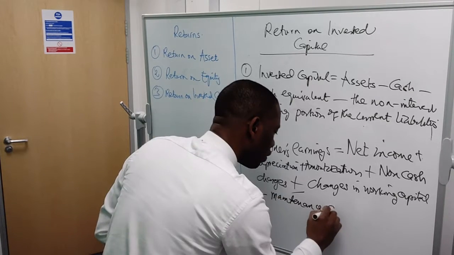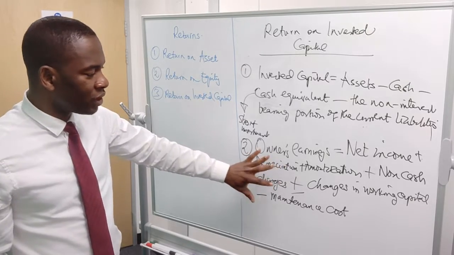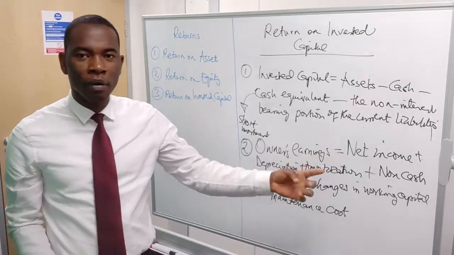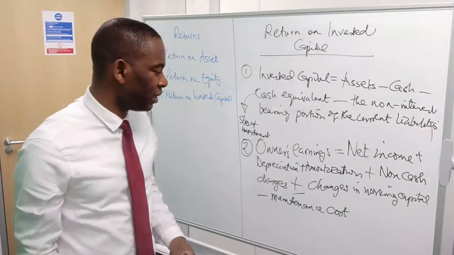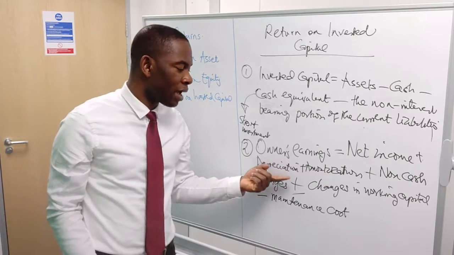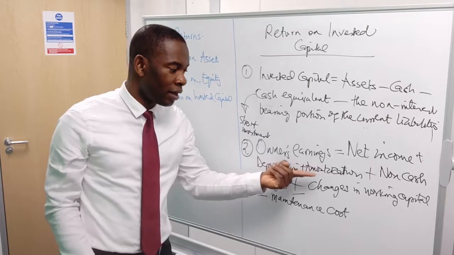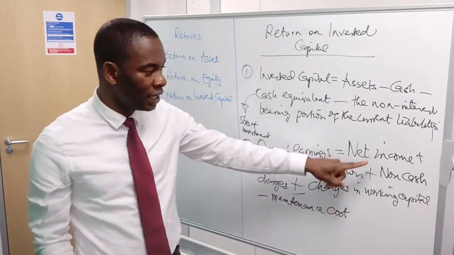maintenance cost. So what it's trying to say here is that owner's earnings is an adjusted form of net income. Net income you get from your income statement, then you add anything that you have depreciated and all the amortization charges, you add them to the net income.